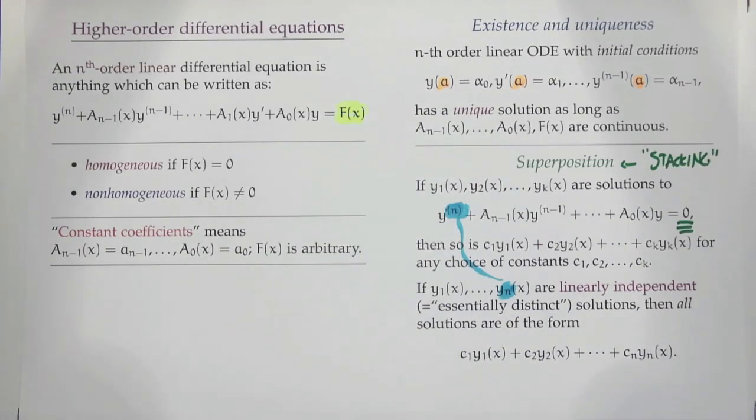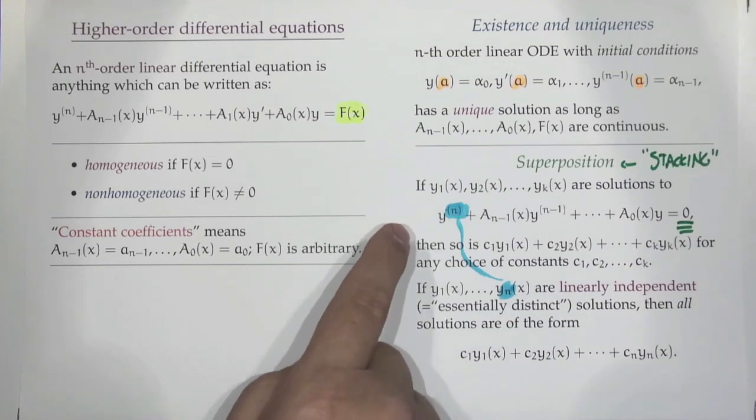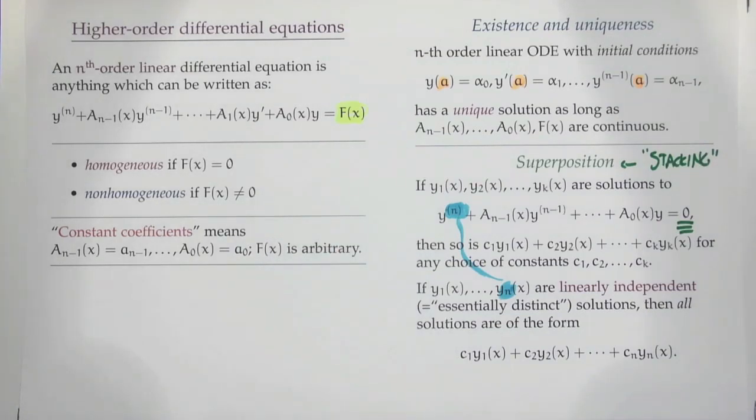We'll talk about what that means in a little bit, but you should think linearly independent means essentially distinct. You're really getting something from every single one. There are no wasted solutions. Then all solutions have this form of superposition, putting them together. That's why we really like these homogeneous linear differential equations: we just have to find our family of nice linearly independent solutions, and then we know how to make all possible solutions.